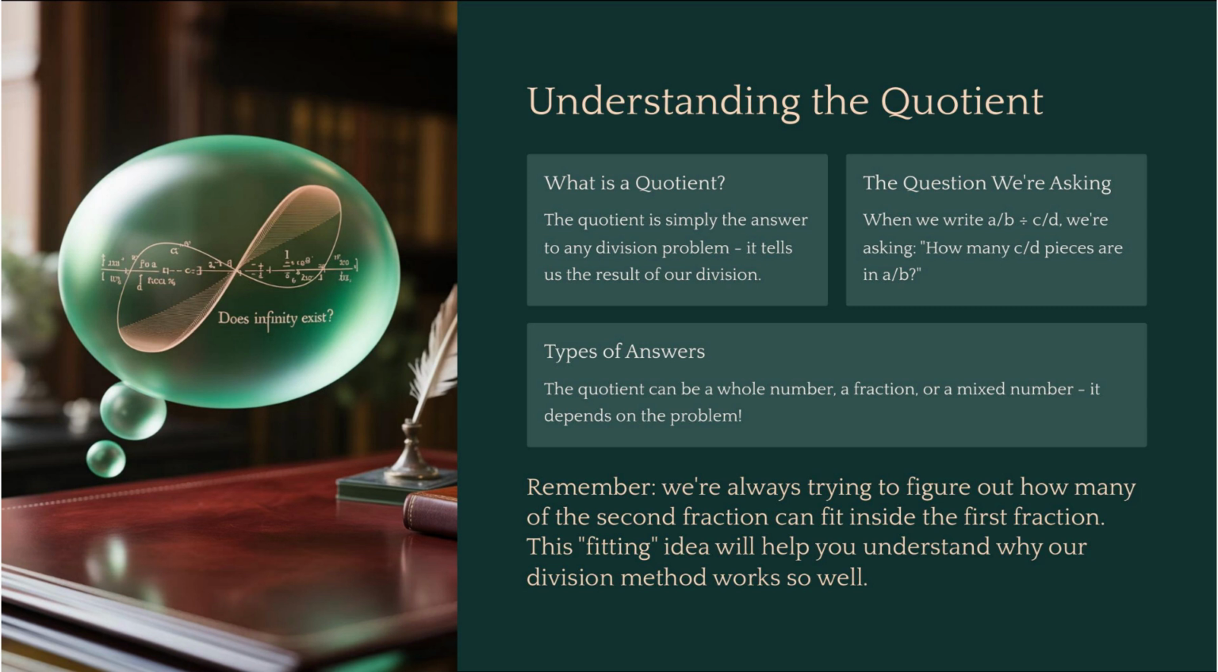The answer to any division problem is called the quotient. In grade 6, we focus on interpreting what the quotient means when we divide fractions. When you see A/B divided by C/D, you are mentally asking, how many times does the fraction C/D fit inside the fraction A/B? The quotient tells you exactly how many groups of the divisor fit into the dividend. Sometimes the answer is a nice whole number, and sometimes it's another fraction or mixed number.